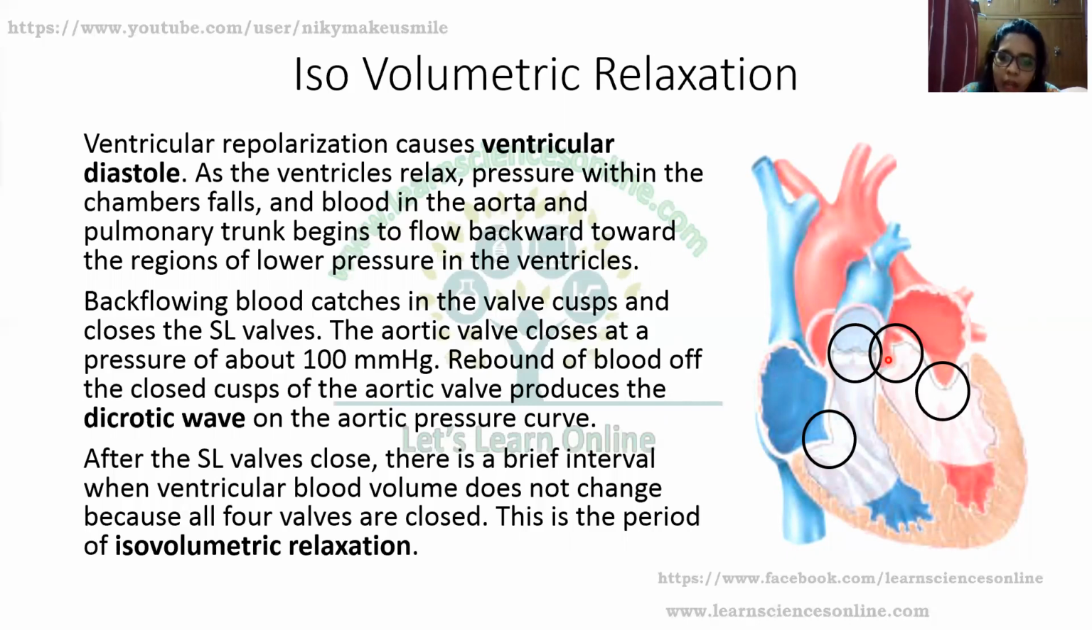So at about 100 millimeter of mercury, the aortic valve gets closed, and this phase when all four valves are closed during the relaxation phase is known as isovolumetric relaxation, because at this time neither is blood entering the ventricle nor exiting the ventricle, so the overall volume doesn't change. That's why this phase is known as isovolumetric relaxation.